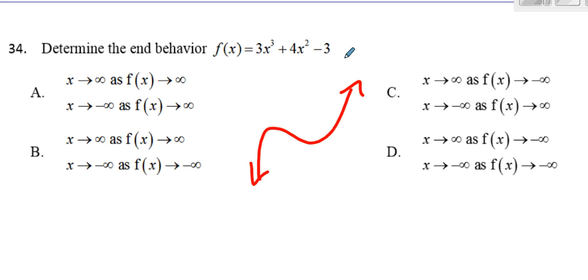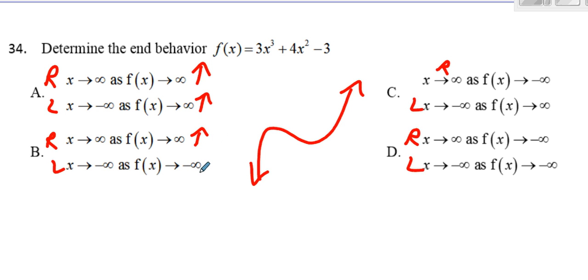Right means x goes to positive infinity. This is right. This is left. This side's right. This is left. Negative infinity is left, positive infinity is the right. So what this is telling you is that the right side is going up, and the left side, this one says left is going up also. Positive infinity is up, negative infinity is down. Negative infinity is down, positive infinity is up, or down, down.